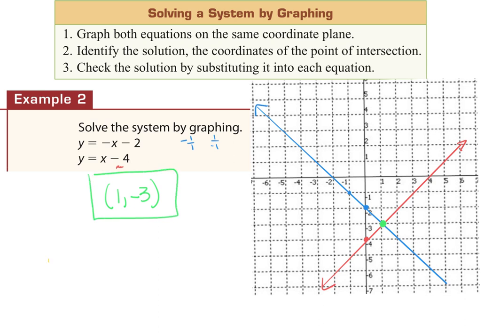I can check my answer. How do I check it? Well, I plug it in. The first one is y equals -x minus 2. Y, -3, equals -x minus 2. -3 equals -1 minus 2. That's true. The next one is y equals x minus 4. Y, -3, equals x minus 4. That's also true. So that is the correct solution here for this one.